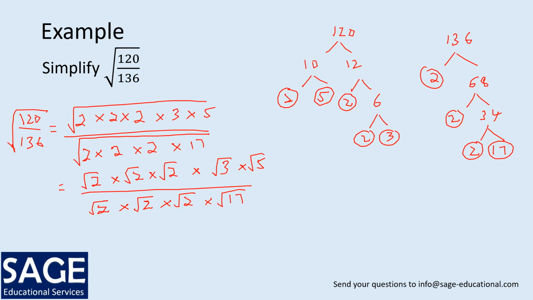And once I've expanded them, the square root of 2 divided by square root of 2 gives me 1. Square root of 2 divided by square root of 2 gives me 1. And then square root of 2 divided by square root of 2 gives me 1. And then I can combine the square root of 3 times square root of 5 and say square root of 15 over square root of 17. So that's one way in which you can simplify the square root of 120 over 136.